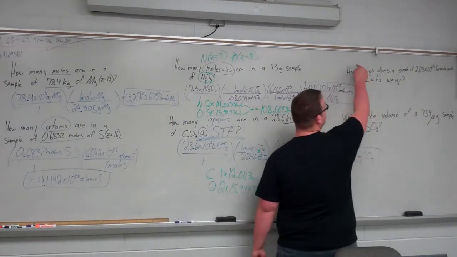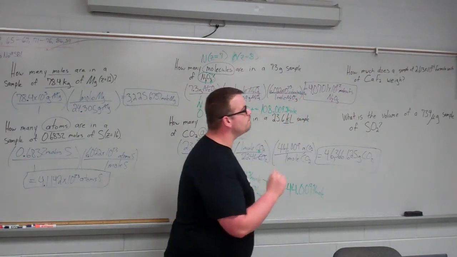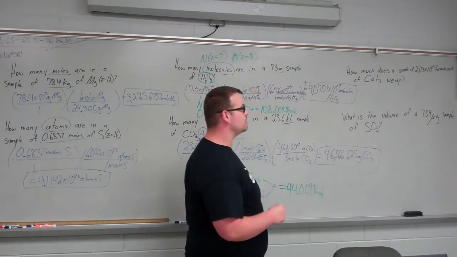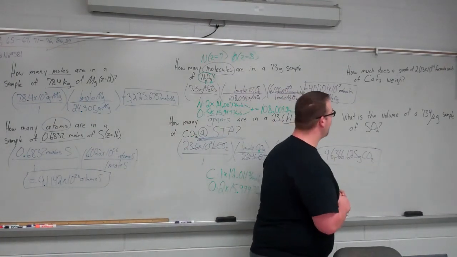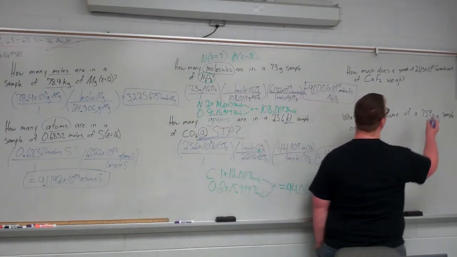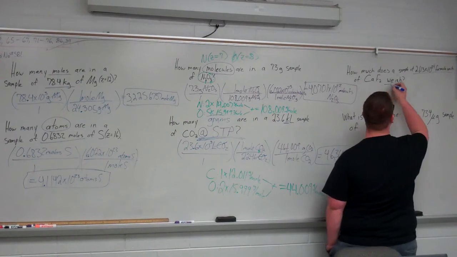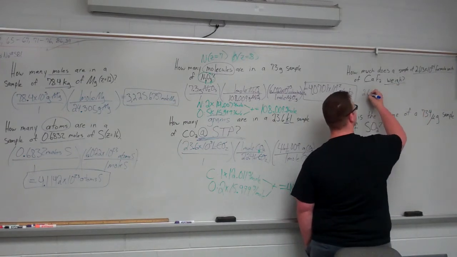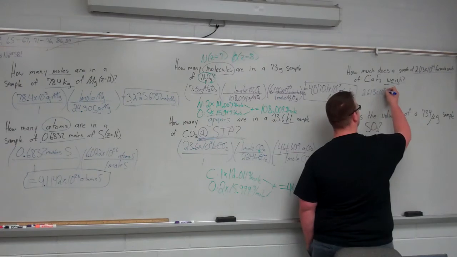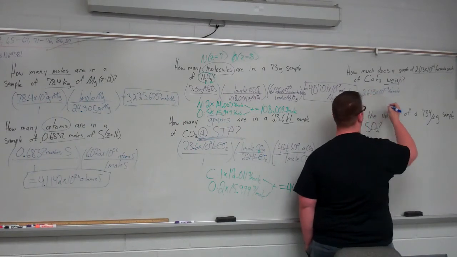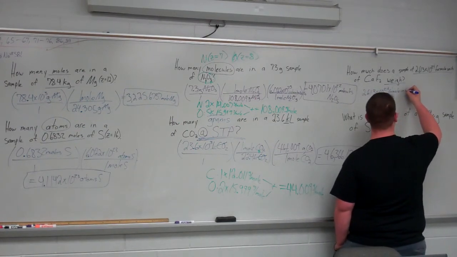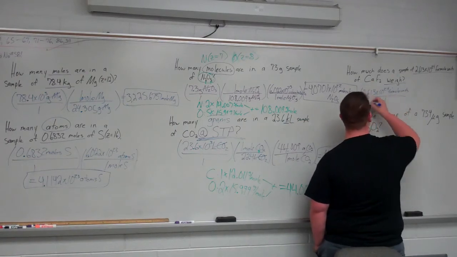No. This question reads, how much does a sample of 2.613 times 10 to the 24th formula units of calcium fluoride weigh? So, where am I starting? I'm starting with formula units, and I'm trying to get to a mass. So, I'm going to take my number I start with. It's 10 to the 24th formula units of CaF2. I'm writing this small, by the way. I have virtually no space on this board right now. Formula units. I'm going to set that over 1.